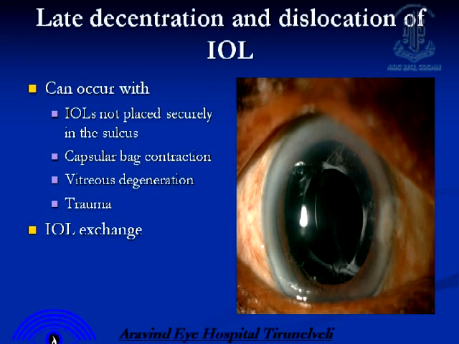Late decentration and dislocation of IOLs could also occur when inadvertently one of the IOLs is placed under the rhexis and one over the rhexis, as you can see here. It can occur after capsular bag contraction due to vitreous degeneration or even following trauma to these patients. IOL exchange may be required.